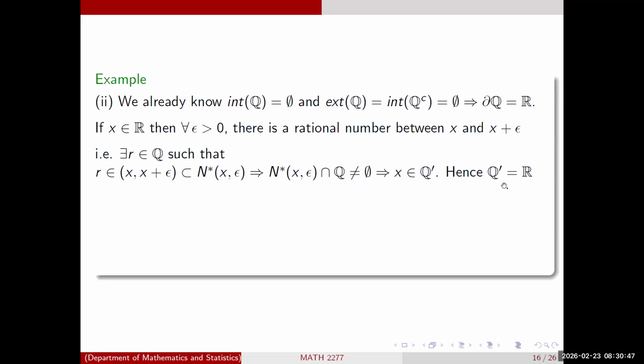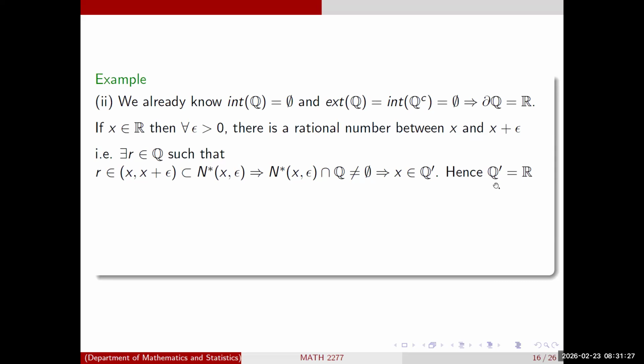Hence the limit points of Q are also the real numbers. So again, what this is saying is, if you take any real number, which could be rational or irrational, it doesn't matter, and you put any neighborhood around it, no matter how big or how small, you will always find a rational number. In other words, the set of limit points of Q is the real numbers.